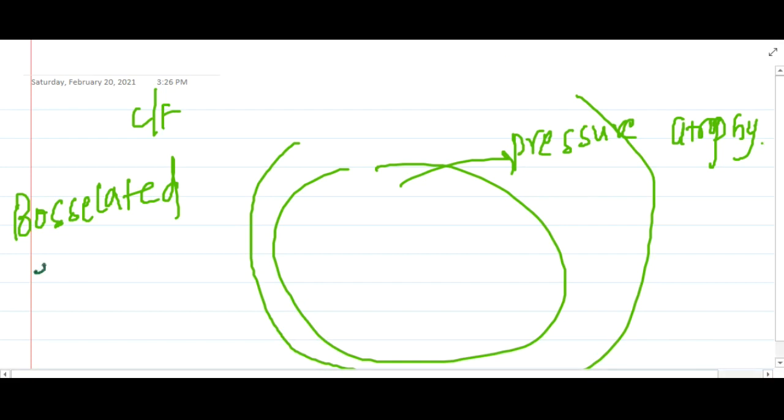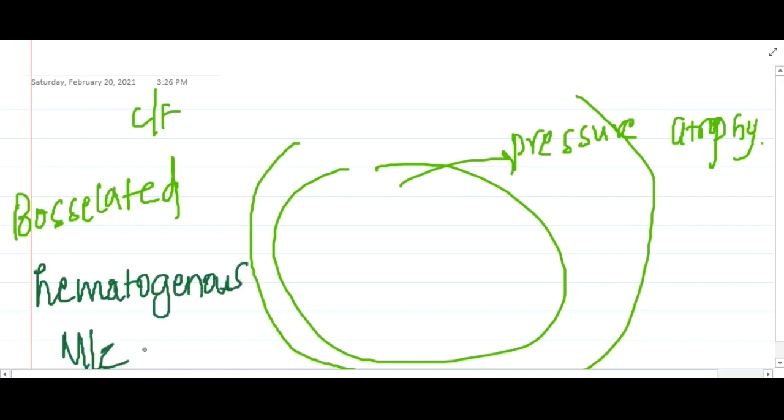The major route of spread here is hematogenous spread, and the most common site of metastasis is the lungs. This is the metastasis, and the major route of spread is the hematogenous route. If you are asked, the investigation of choice is biopsy.